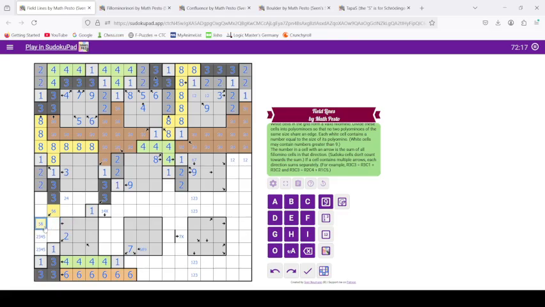What can this be? This is 6. 6, 7, 8, or 9. Which means this is 1, 2, 3, or 4. Cannot be a 3, because that'd be penned in by itself. Could be a 2, could be a 1, could be a 4.